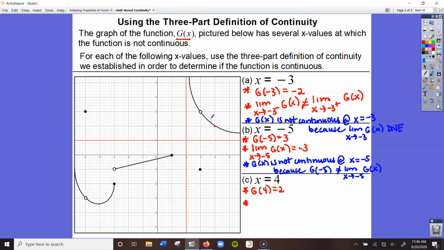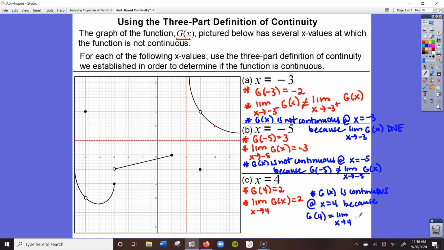Additionally, I do see that the limit from the left and the right also equals 2. So we would write the limit as x is approaching 4 of g of x equals 2. Since they are equal, that is our third condition, that means that the function is continuous at x is equal to 4. So we would write g of x is continuous at x is equal to 4 because g of 4 equals the limit as x is approaching 4 of g of x.